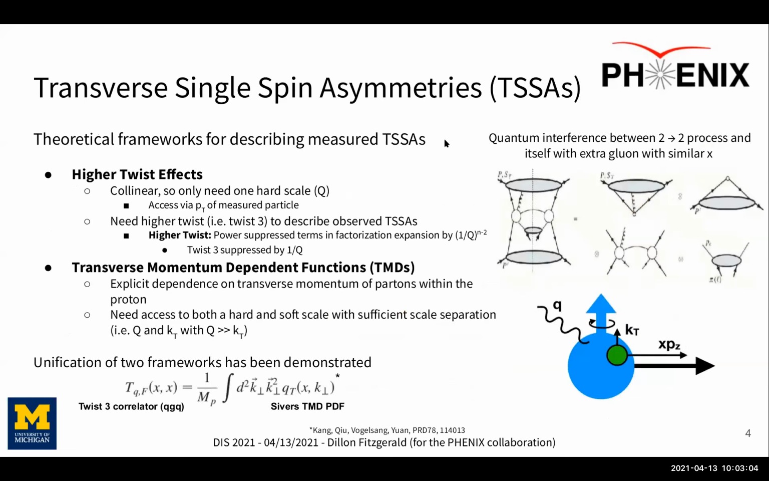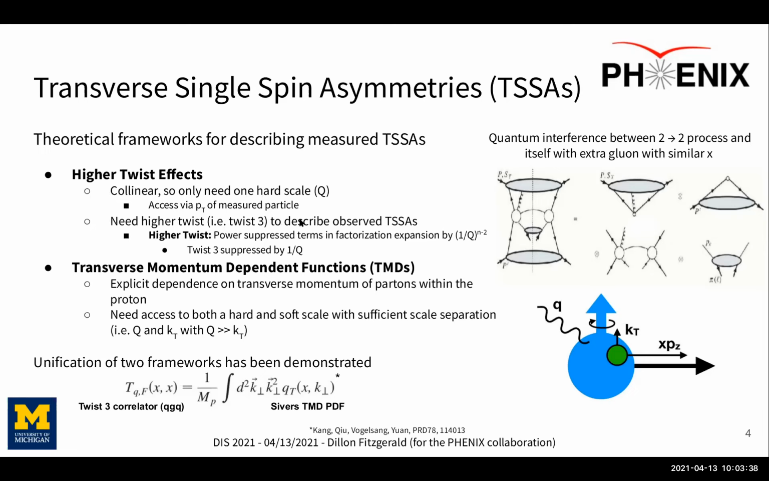So people got to work in trying to describe these large TSSAs from a theoretical point of view. So there's two frameworks in which these can be described. One is higher twist effects. And as was mentioned in previous talks, this is collinear, so we only need one hard scale. And we access this via the PT of the measured particle. And I should just mention here that this is the effect I'm going to be focusing on because we measure A sub N as a function of PT. We're sensitive to these type of observables. So in the higher twist framework, you need higher twist effects.